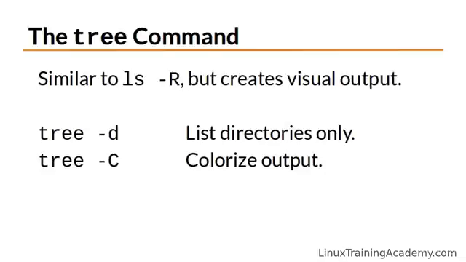The tree command does a similar thing to ls space -R, but it's more of a visual output. You can give tree a -d option, and that will only list directories. And if you use a -C, that will colorize the output. Tree is on a lot of Linux distributions. It may not be installed by default, so you may or may not have access to this command.